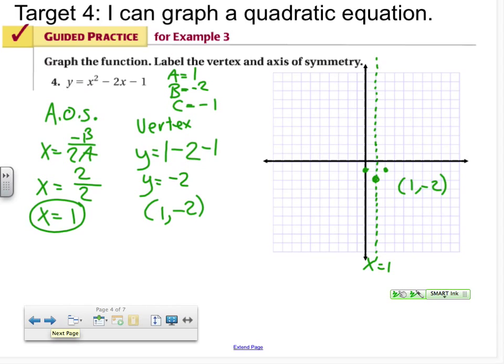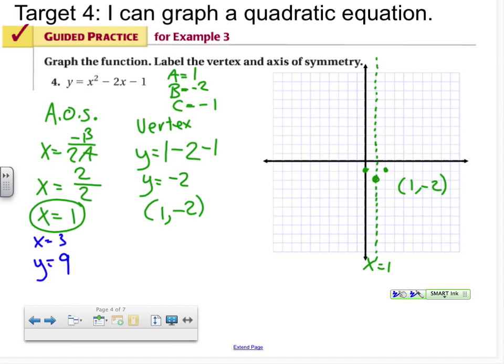And one more point should do it. I've got when x equals 0, when x equals 1, when x equals 2. Let's try when x equals 3. So I'll plug in 3.